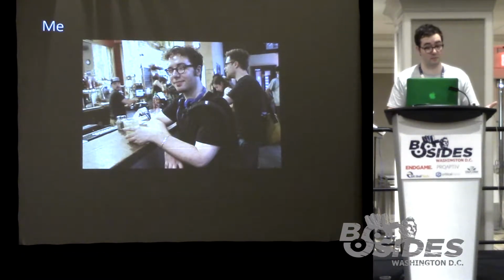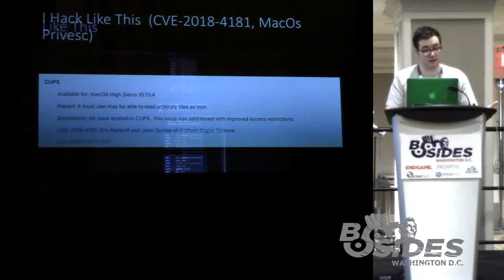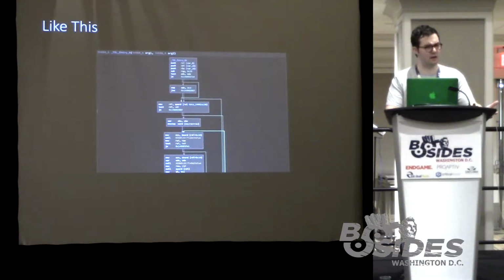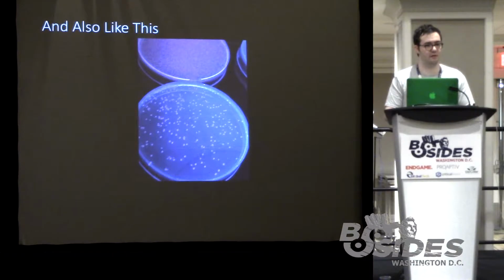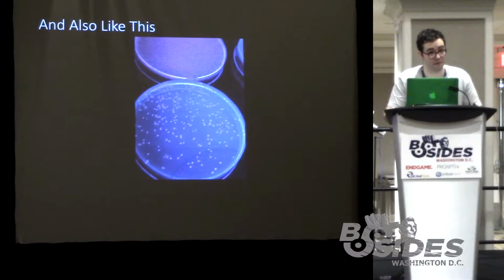This is me, I'm John Dunlap. I hack like this. I find CVEs. I like to do binary exploits. I like to do fuzzing. I like to do reverse engineering. And I also do a lot of biohacking. I did a talk at Defcon earlier this year about encrypting data in living organisms, like editing E. coli bacteria and putting ciphers in them, which is pretty cool stuff.